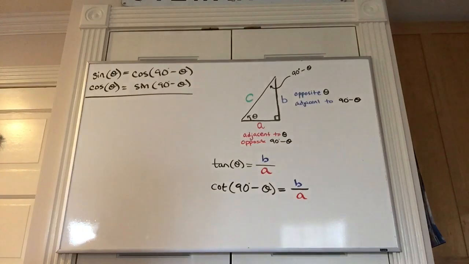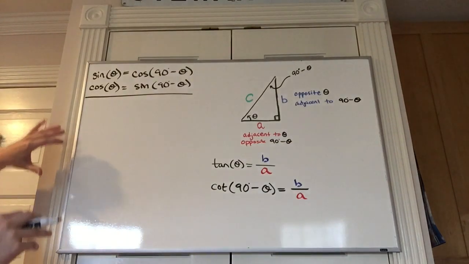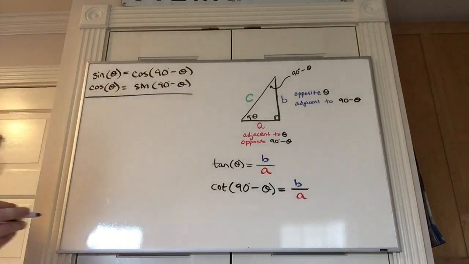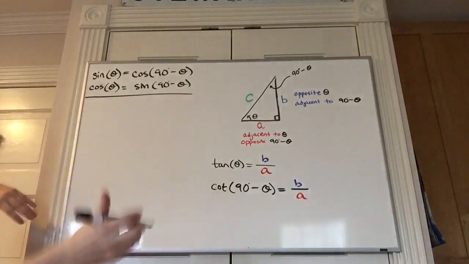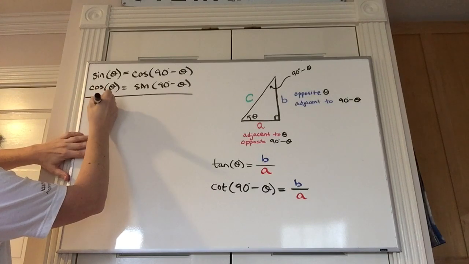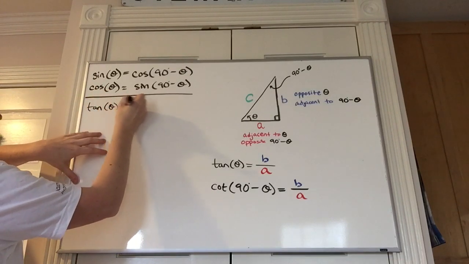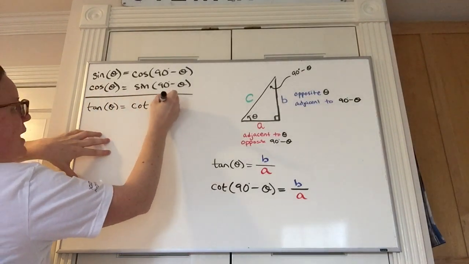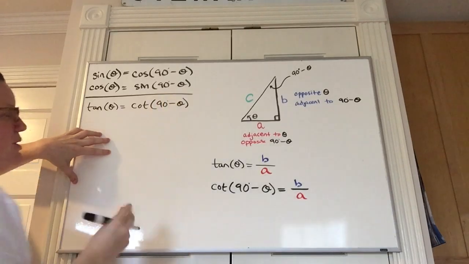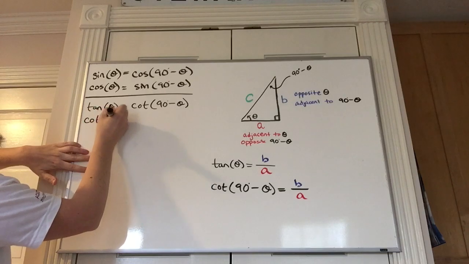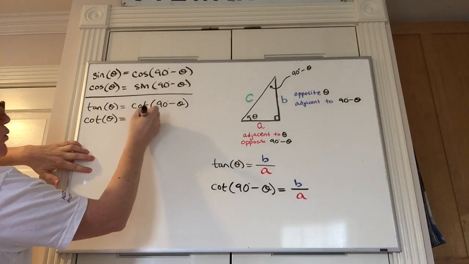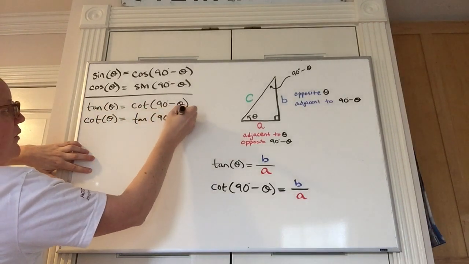So when I said that this co-function relationship works for any trig function and its co-function, that means it works for sine and cosine. It also works for tan and cotan. So I can say that the tangent of any angle is equal to the cotangent of the complement. And the reverse of that is also true. You can prove that with this triangle. The cotangent of any angle is equal to the tangent of the complement.